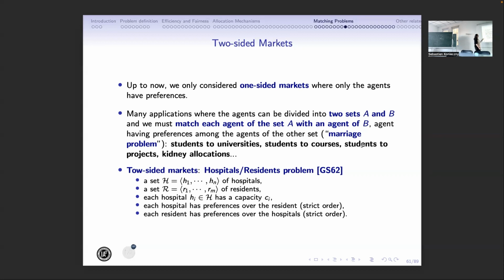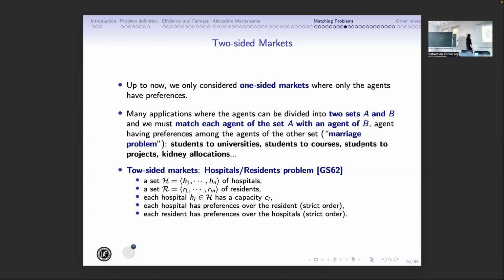So it is what is called in the literature the marriage problem, and I will talk about the hospital resident problem, I prefer, because if you talk about the marriage problem, you have to rank partners. So I will avoid ranking men and women, and I prefer to rank hospitals and residents.